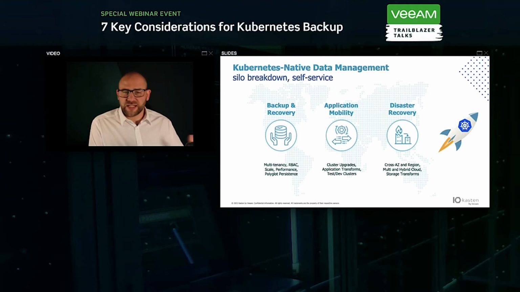Things like multi-tenancy, role-based access control, being able to be agnostic to the storage underpinning those applications, and you might have multiple storage options within your cluster, all of those various different options. Then you've got application mobility. This is something that Veeam have always strived for from a virtual machine point of view, being able to recover what you want, where you want it, or where you need it.